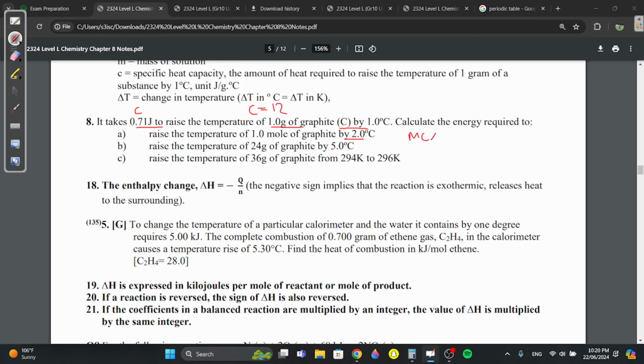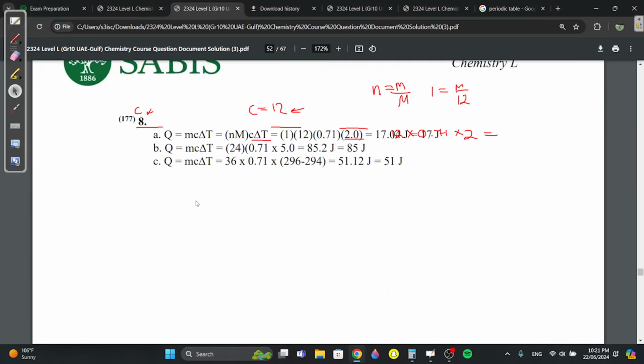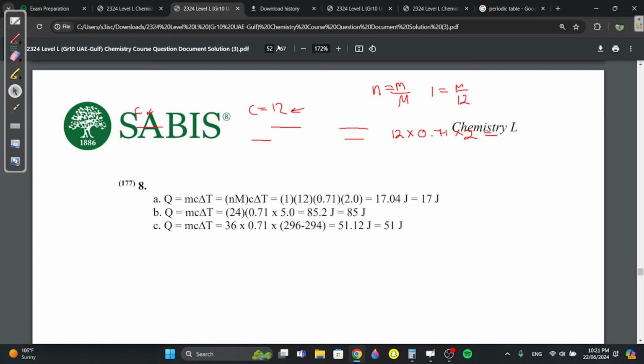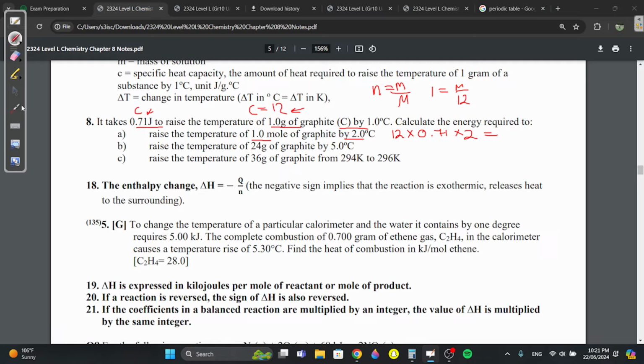Can we do MC delta T? Yes, we can. Since it's 1 mole, its mass will be 12 grams, right? Because n equals m over M. If the mole is 1, we know the molar mass is 12. Cross multiply, you get 12 grams. Mass is 12. Its C is 0.71 joules, and the temperature is 2. So 12 times 0.71 times 2. You get 17 joules. So Q equals 17 joules.